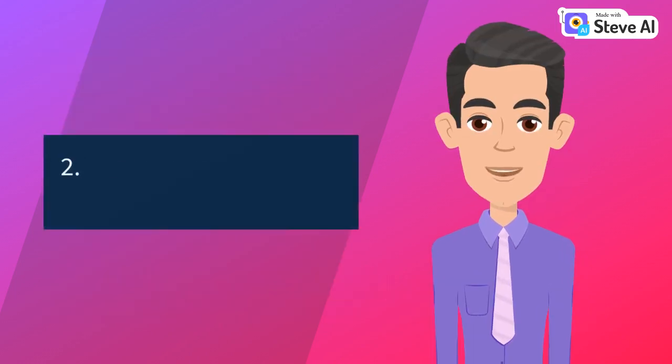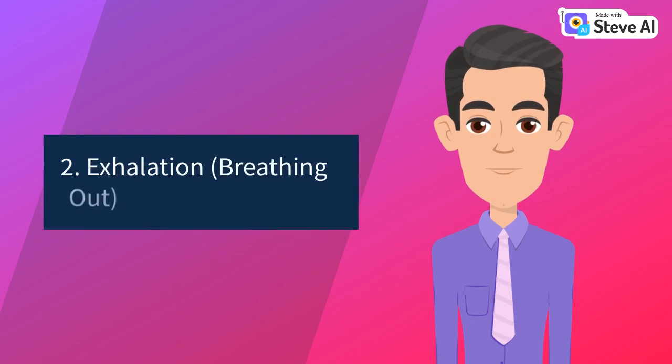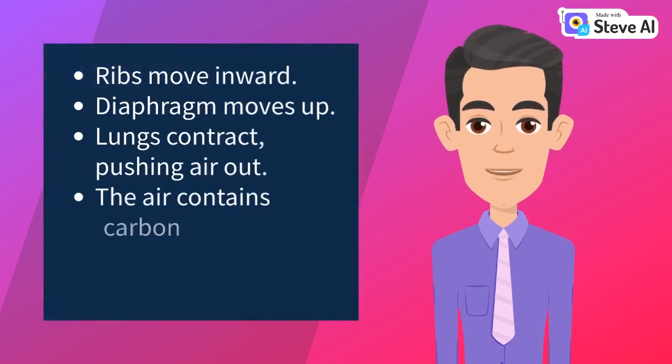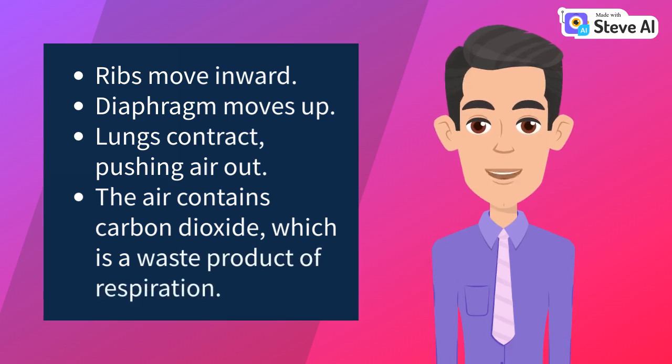2. Exhalation, breathing out. Ribs move inward, diaphragm moves up, lungs contract, pushing air out. The air contains carbon dioxide, which is a waste product of respiration.